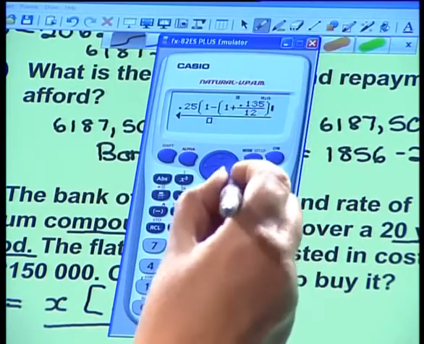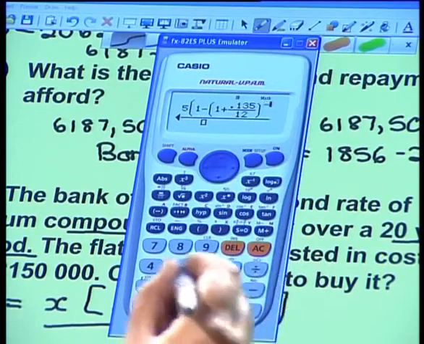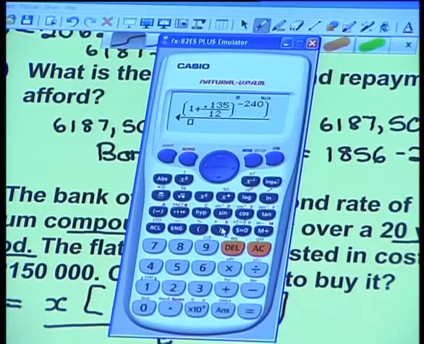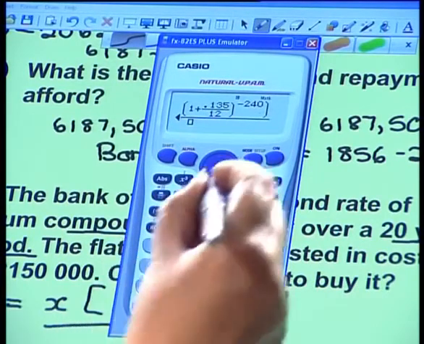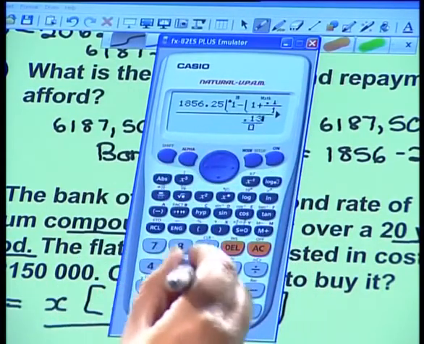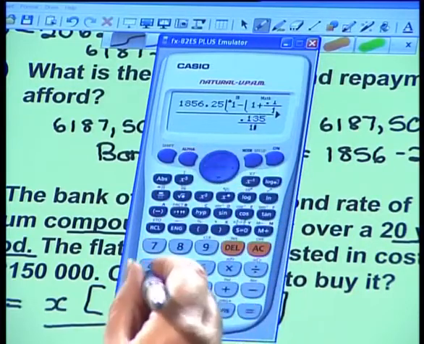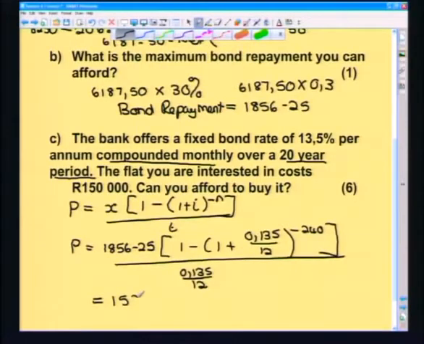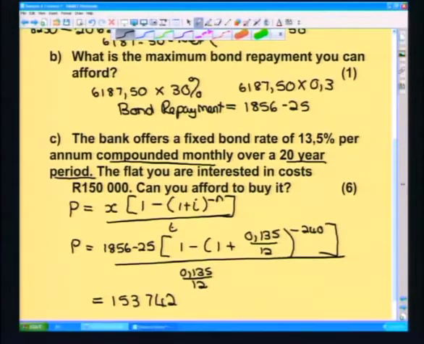I want to raise it to the minus 240. So there's the button to raise, minus 240. And then be very careful to close that bracket there. If you don't close that bracket there, then it'll actually say syntax error. Right, move to the bottom, bring up the next fraction button, 0.135, and we are dividing it by 12. Right, so we're going to hit equals, and there we can see that according to our calculations, this person could get a bond for 153,742.66. So let's write that down. So it's 153,742, and I'm just going to check that I've written that correctly.